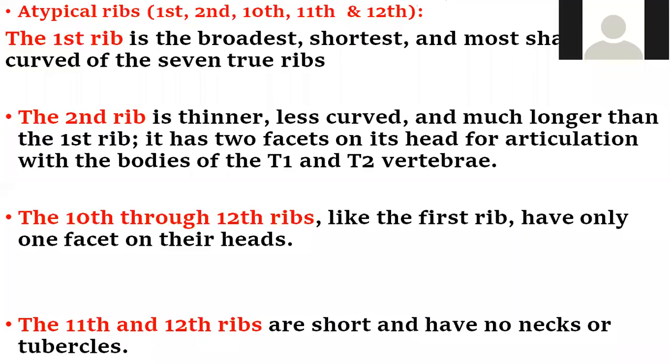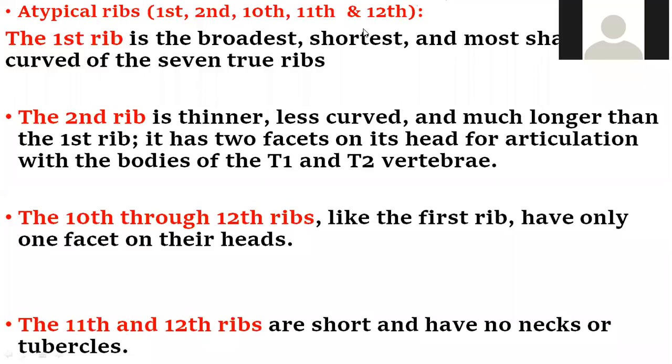Then ribs 10, 11, and 12 are atypical because, like the first rib, they have only 1 facet on their head for attachment. Also, ribs 11 and 12 are short and have no neck or tubercles. So these characteristics that I've just mentioned made ribs 1, 2, 10, 11, and 12 atypical. I hope you have gotten that.